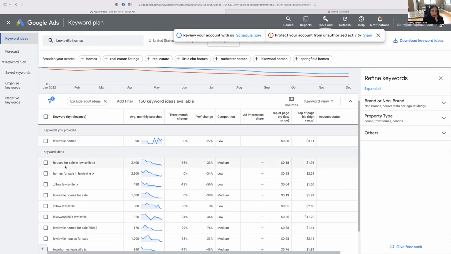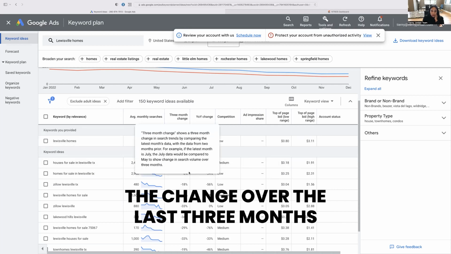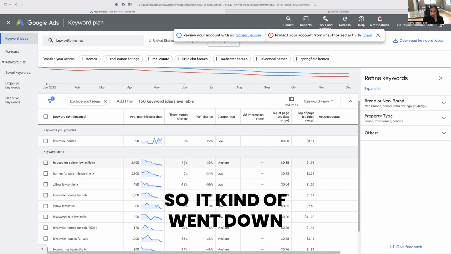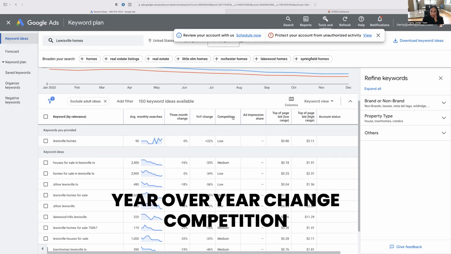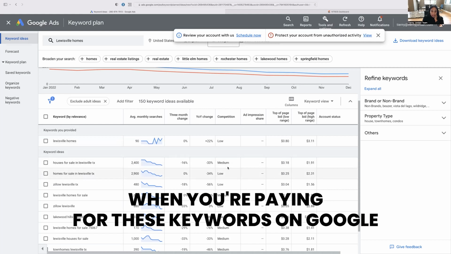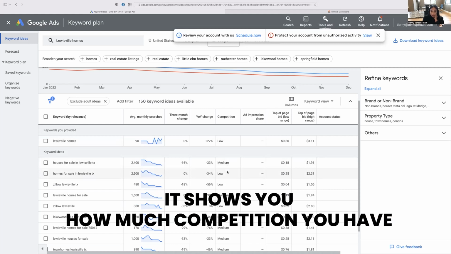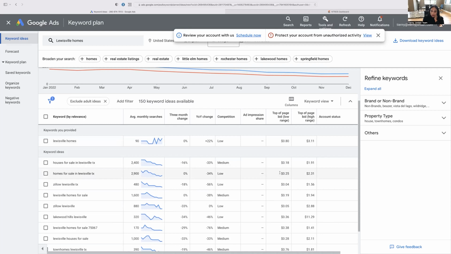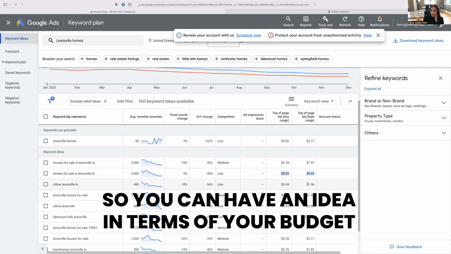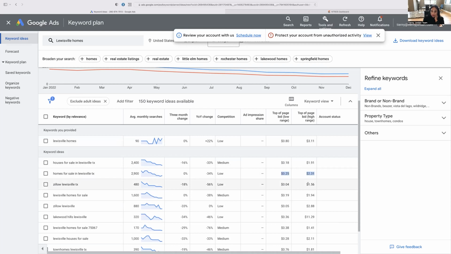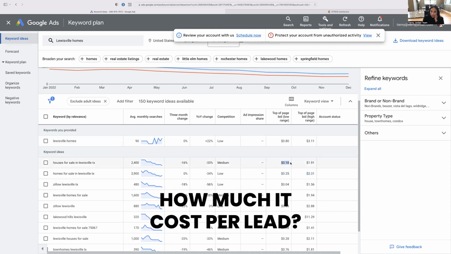So you can see homes for sale in Louisville, Texas, homes for sale, and those are both the same. So there's two different ones. Oh, houses and homes. So you could add those two together, right? Now this one shows you the change over the last 3 months. So it kind of went down, year over year change, competition. When you're paying for these keywords on Google, it shows you how much competition you'll have. And then it gives you a range, which is great. So you can have an idea in terms of your budget, right? So how much it costs per lead.